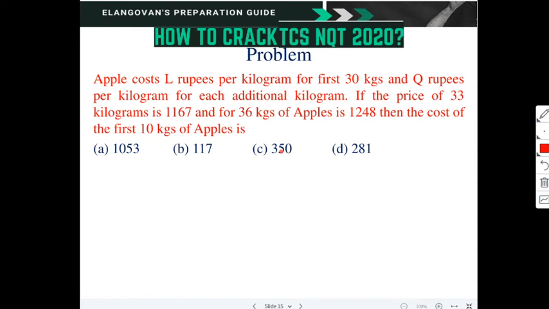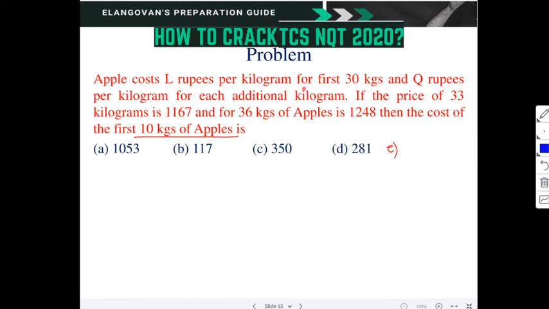Apple costs L rupees per kilogram for the first 30 kilograms and Q rupees per kilogram for each additional kilogram. If the price of 33 kilograms is 1167 and for 36 kilograms of apples is 1248, then the cost of the first 10 kilograms of apples is. Here one more option I am including. Okay, so let us solve this now.